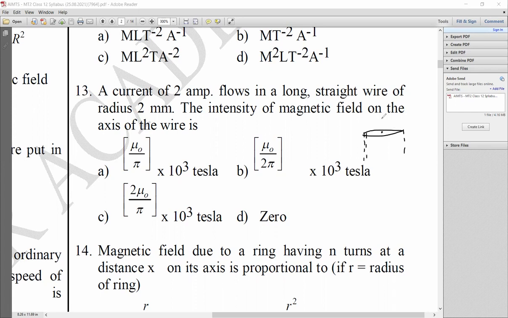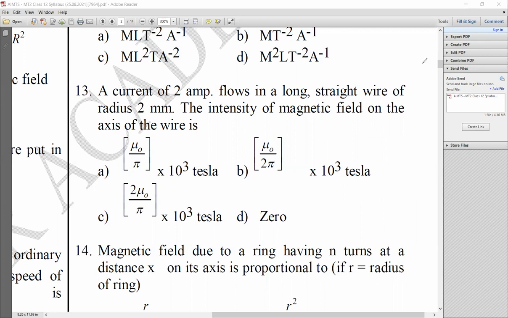So at the axis, here R is 0, no? R is what? 0. What is Ampere circuital law? B vector dot dl vector should be equal to mu naught times I enclosed. Okay. So at the center, magnetic field should be 0. Okay. Next.